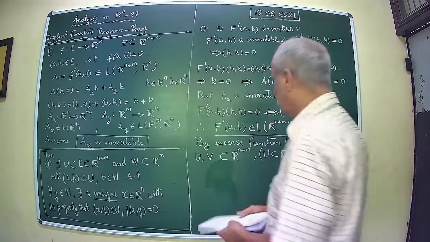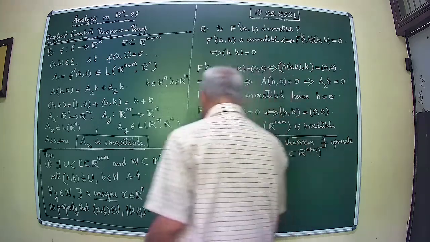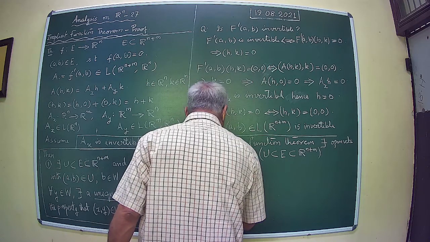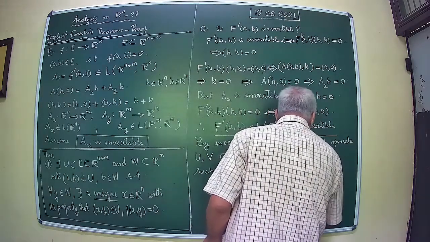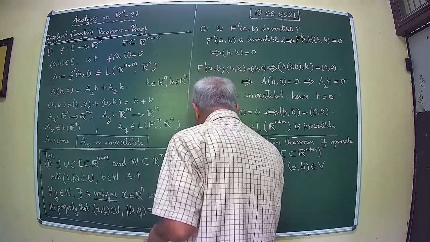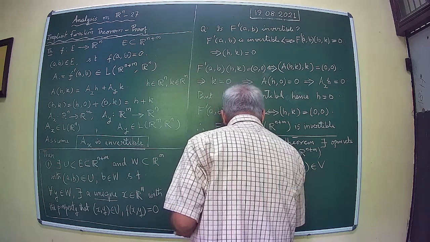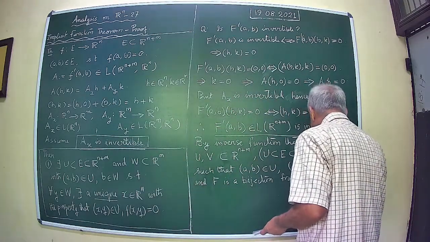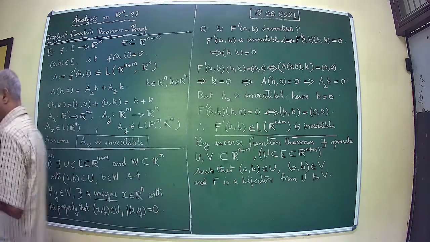Such that AB belongs to V and F is a bijection from U to V. So that is about the existence of U and V.